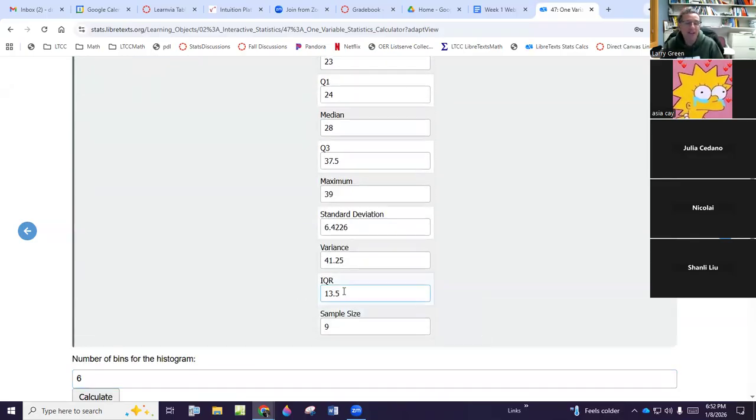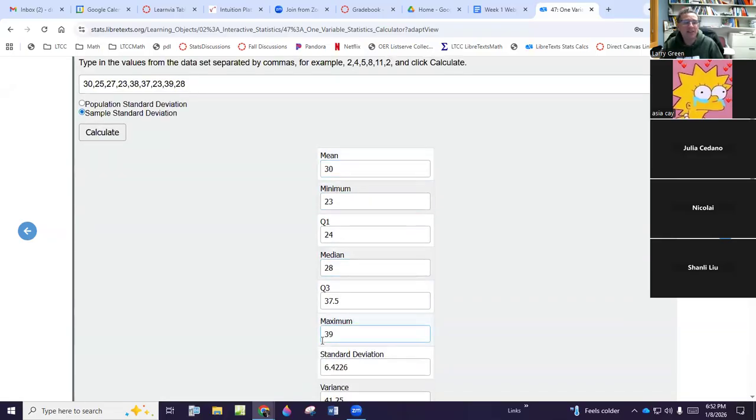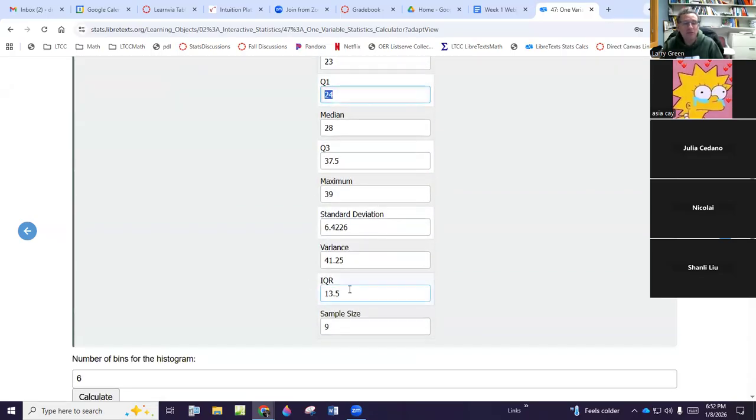Then comes the IQR. IQR stands for interquartile range. What that is, you take Q3 minus Q1. That gives you how wide the range of ages is for the middle 50%. The middle half of the group is spread out by 13.5. Any questions on what IQR is? Sample size is 9. That means n equals 9. There were 9 people that answered.